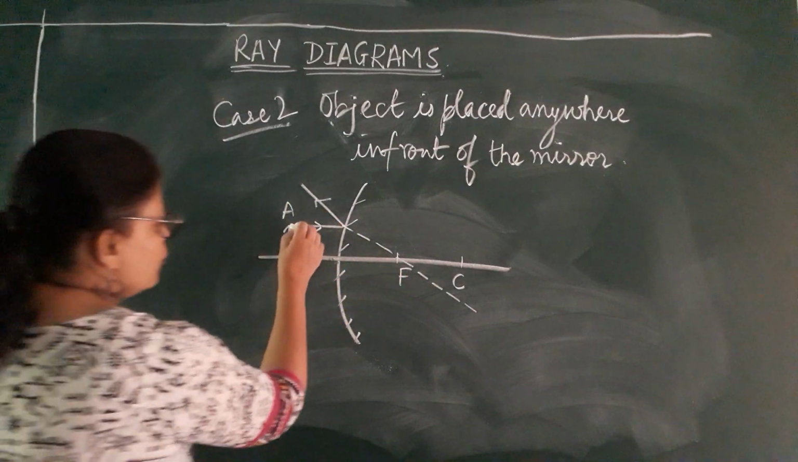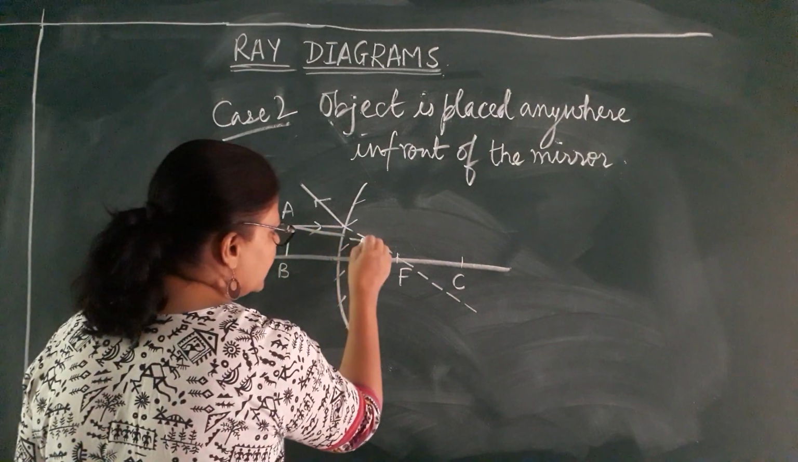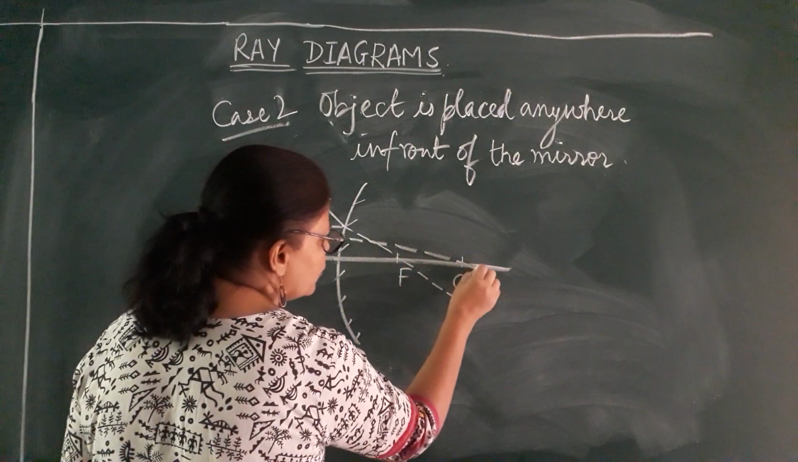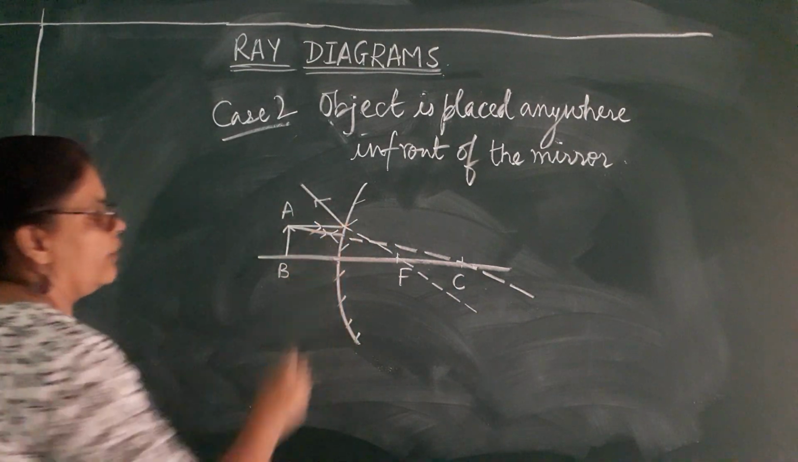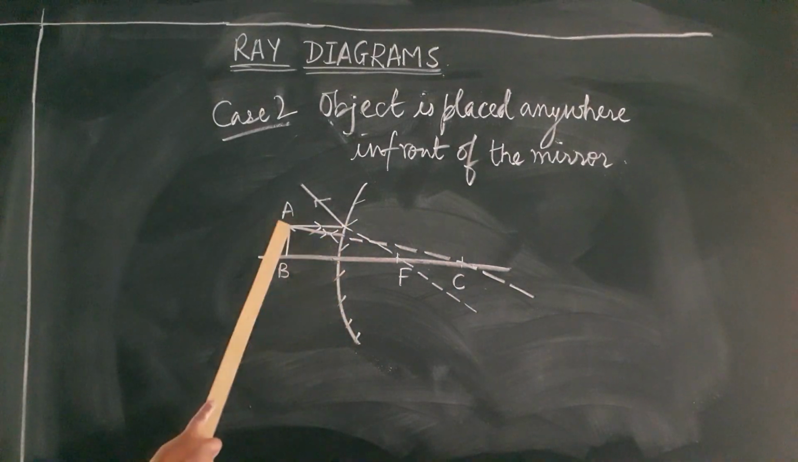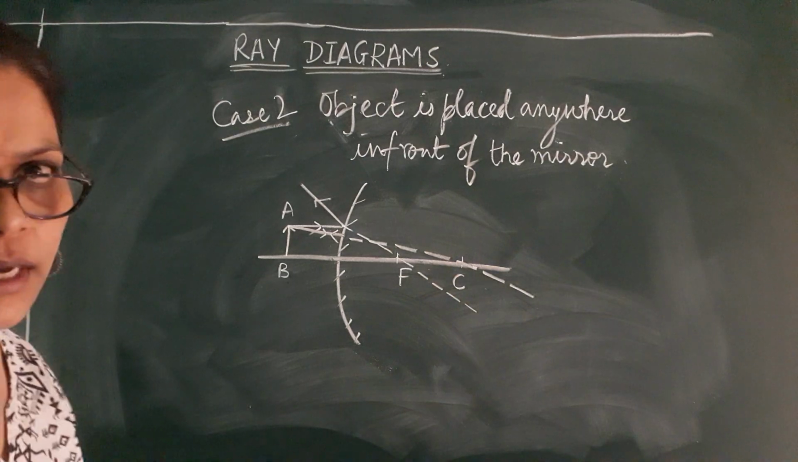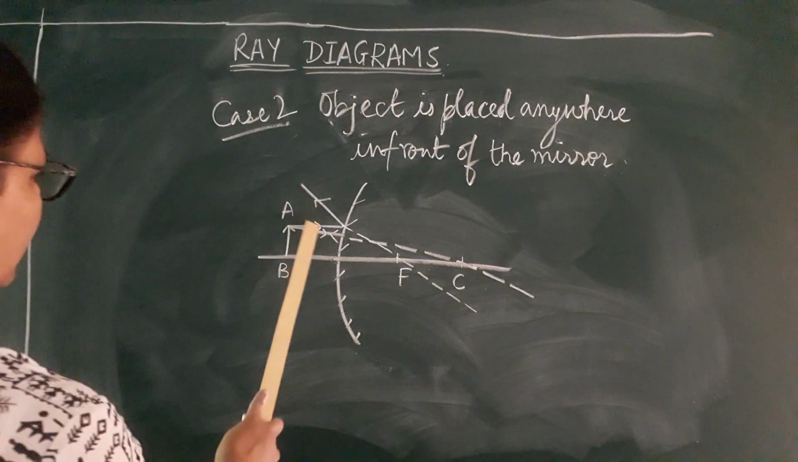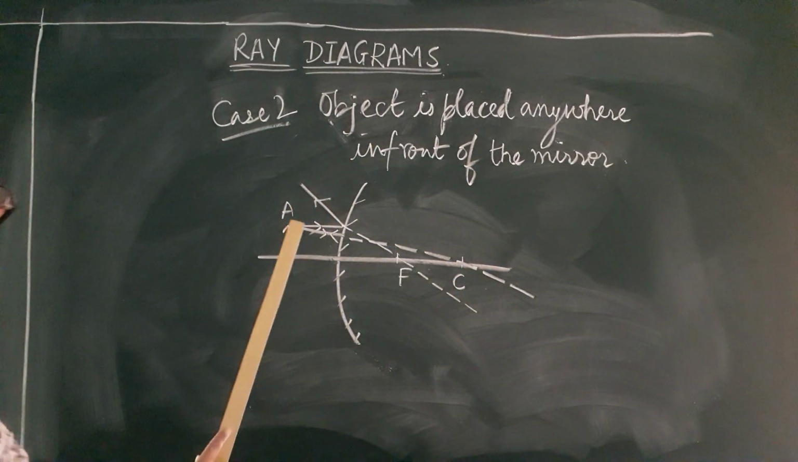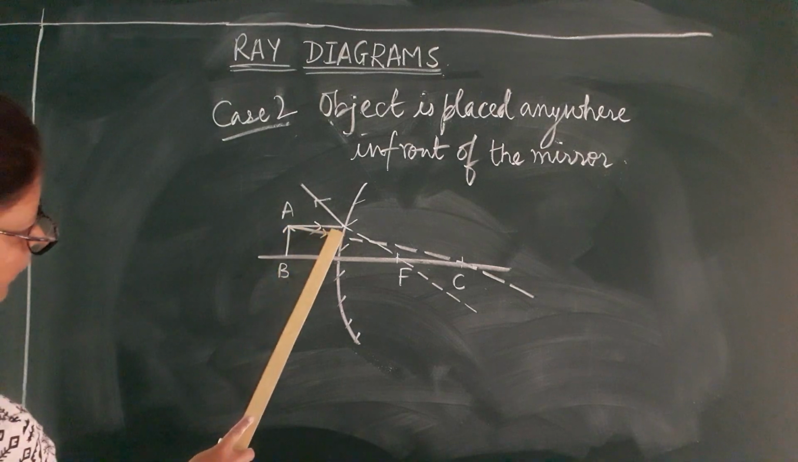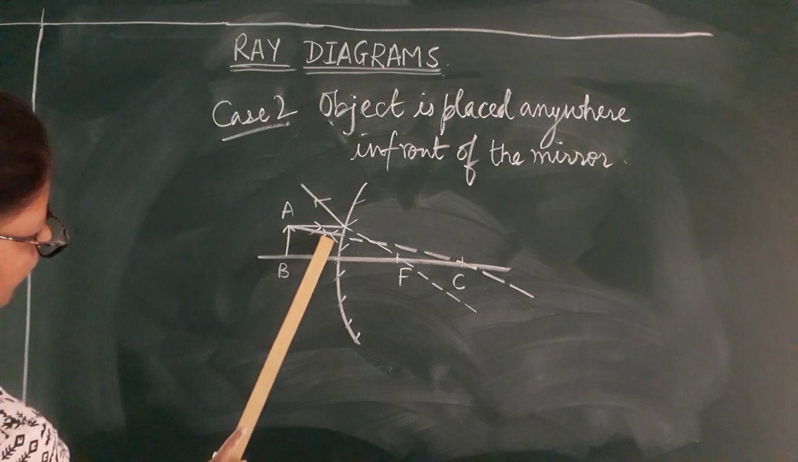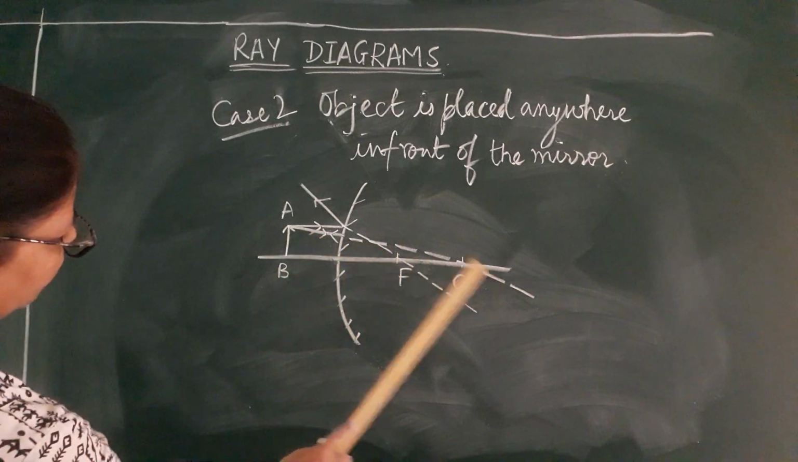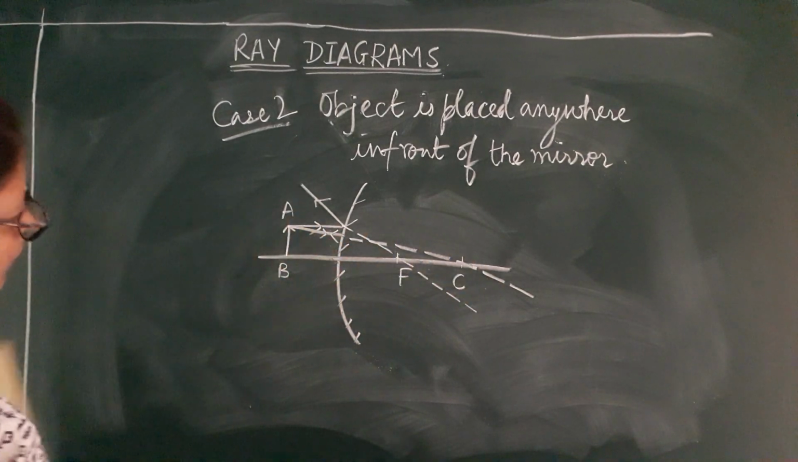And then I am going to use a ray of light passing through C, appearing to pass through C, children, retraces. Children, it may look crooked because I am not using a scale. I want you to use a proper scale. I look at the diagram again, children. A ray of light moving parallel appears to pass through F, and a ray of light appearing to pass through C, double arrow, retraces its path.